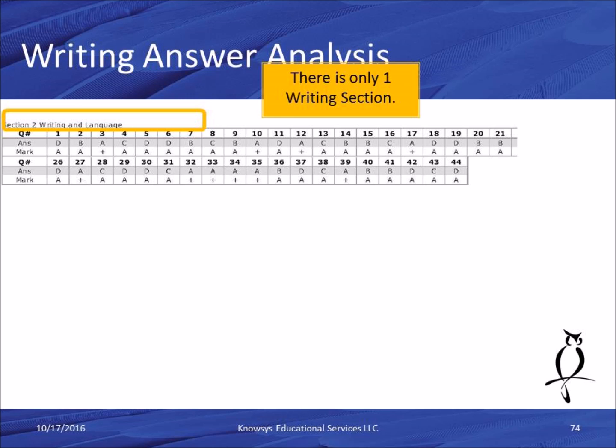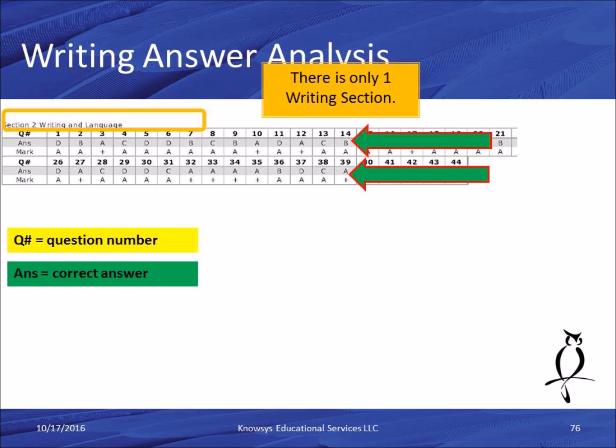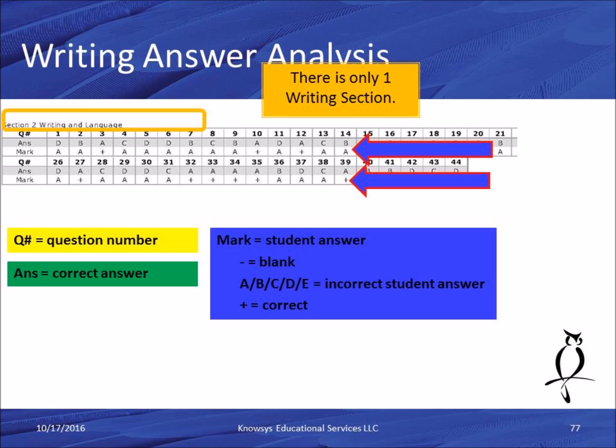Okay, below that, if you look to your writing answer analysis section, you will see that there's only 1 section, just as with the reading comp. This is set up the exact same way, so Q number represents the question number within that section. The ANS answer row represents the correct answer for that question number. And the mark row represents your answer. If you got it right, there's a plus. If you missed it, there's the letter. And then if you left it blank, there will be a dash.